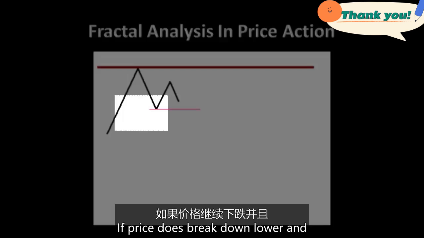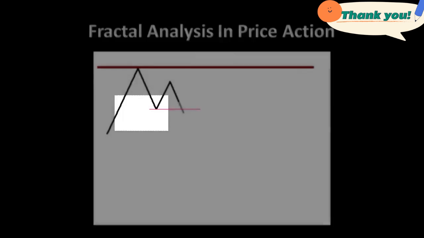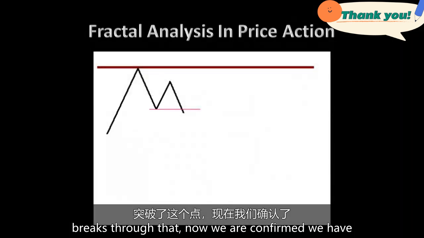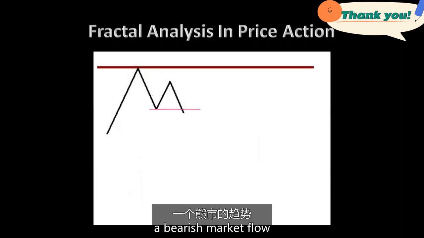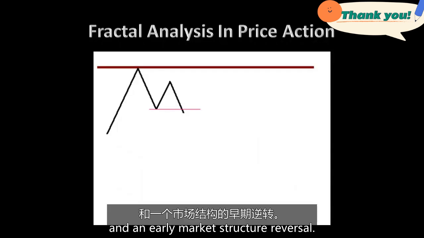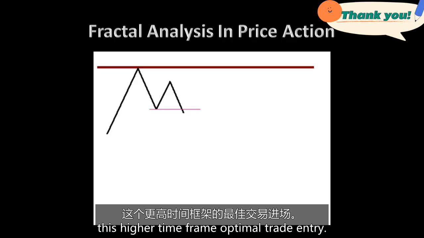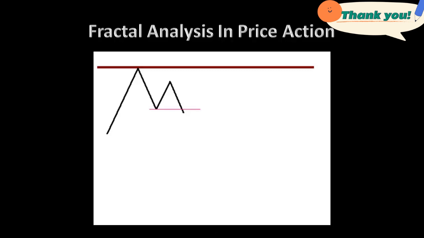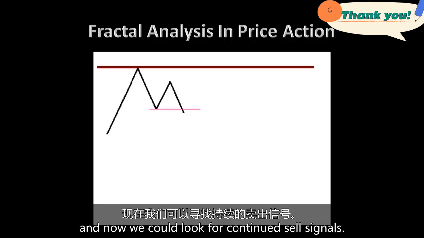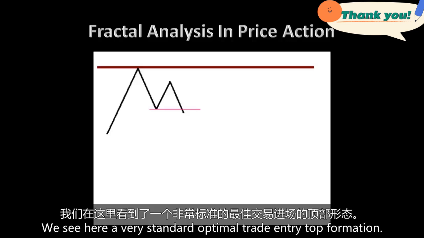We're looking at a market that's breaking down if this low is taken out. Now, if price does break down lower and breaks through that, now we are confirmed we have a bearish market flow and an early market structure reversal. Okay, so now we could reasonably expect this higher time frame optimal trade entry. That would be the higher time frame turning point, and now we could look for continued sell signals. So we see here a very standard optimal trade entry top formation.